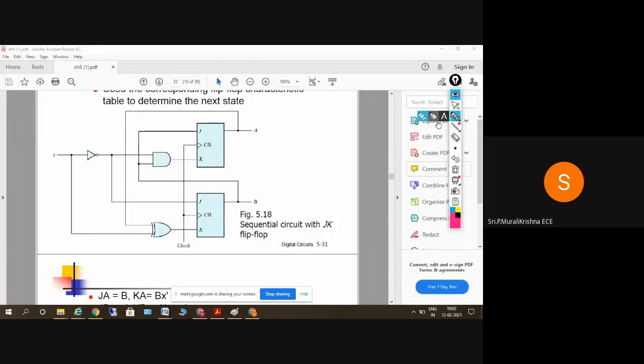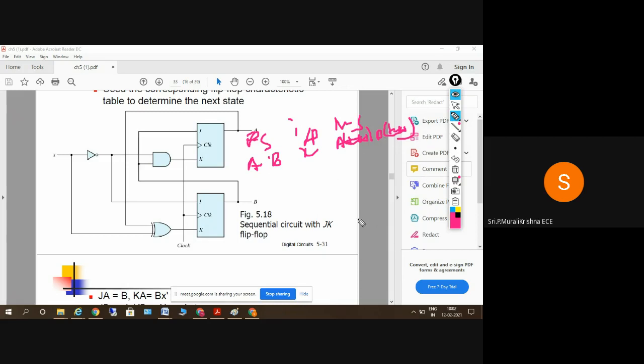Next we have to find the state table. So what does the state table consist of? It should consist of the present state. The present states are nothing but A and B, and we have only one input, that is X. Next states are A of t plus 1 and B of t plus 1.